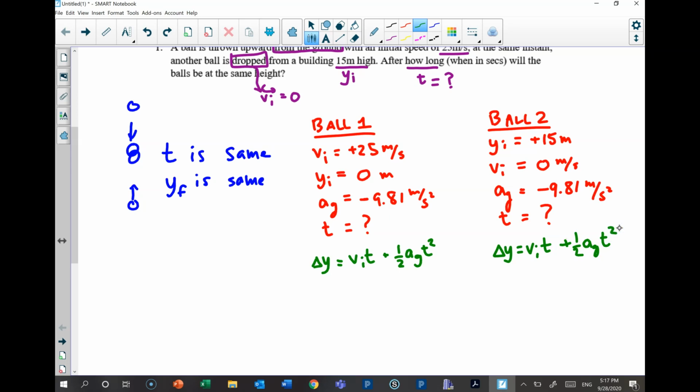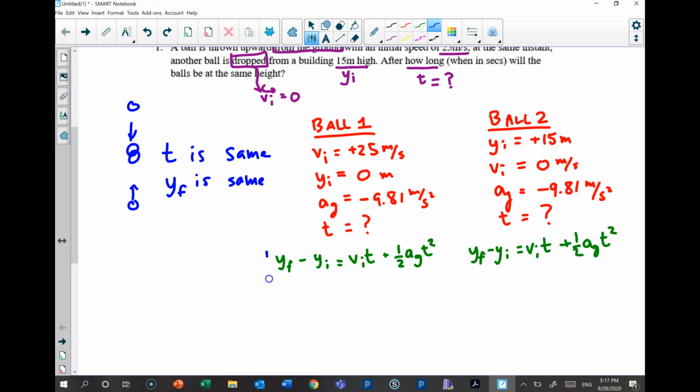Now, when we look at this equation, there is one small mismatch. We have been given y initial, but the equation uses delta y. So is there any way to combine those two pieces of information? Yes, there is. You may recall that every change is the final value minus the initial. So we can write this as y final minus y initial for both of these objects. And now we are getting somewhere.